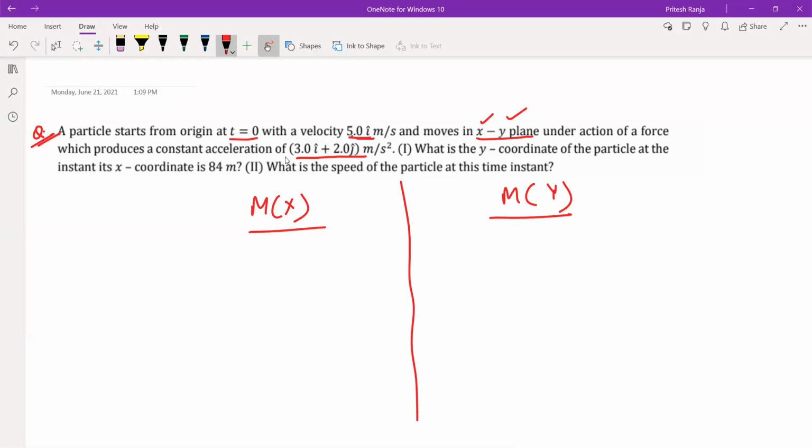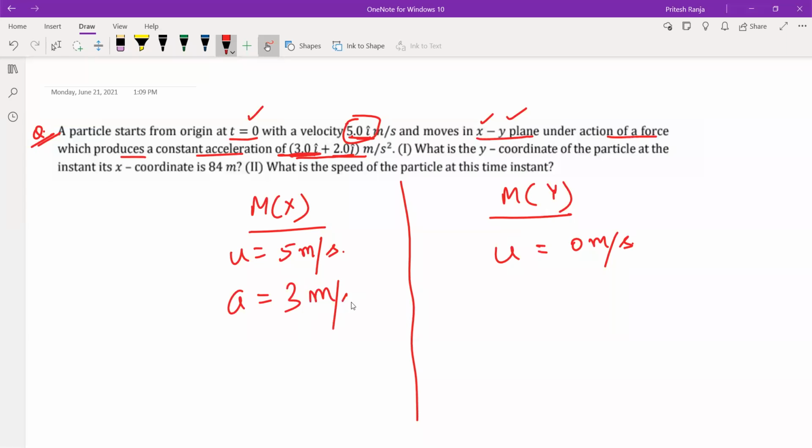What all things are given? Along x at t equal to 0, the initial velocity is 5i, that means it is along x only. Along y there is no initial velocity, take it as 0. Under the action of force which produces a constant acceleration, the acceleration is 3 along i, that means 3 along x and 2 along y.